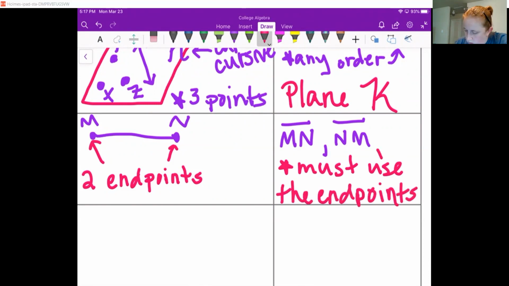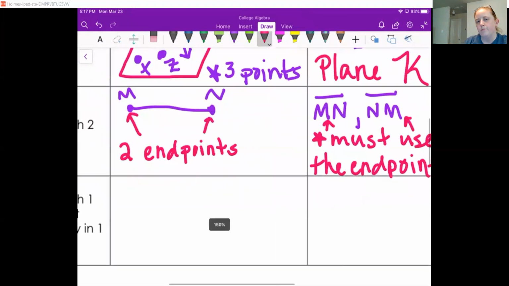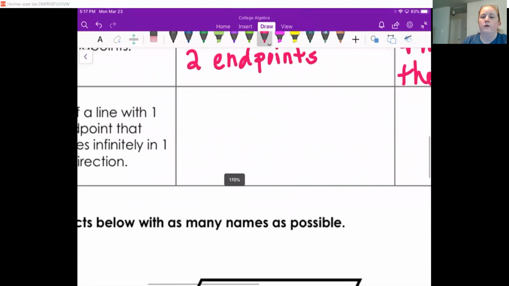Okay, to make these names, you have to use the endpoints. All right. Now, the other one we've got as a part of those definitions is the ray. Like it says specifically there, a ray is a part of a line that continues infinitely in one direction. It doesn't always have to go to the right. It doesn't always have to go left or up or down, but it's continuing in one single direction.